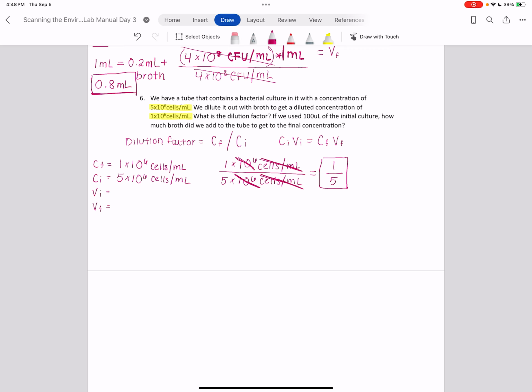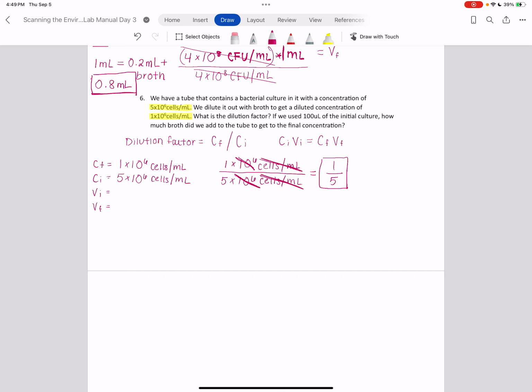So that's actually our answer. We don't need to simplify that or write it in terms of decimal points, because we'll find that this is actually easier for us to work with, especially when we are dealing with serial dilutions, which we'll talk about next week. So now the question continues on. It says, if we used 100 microliters of that initial culture, how much broth did we add to the tube to get the final concentration?